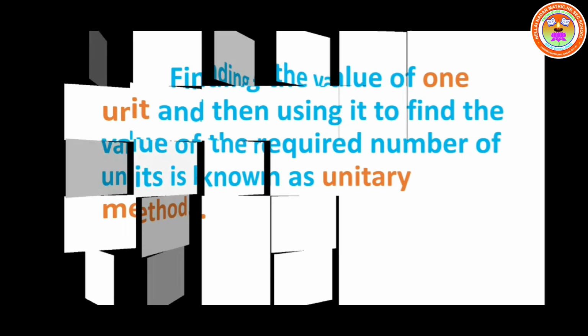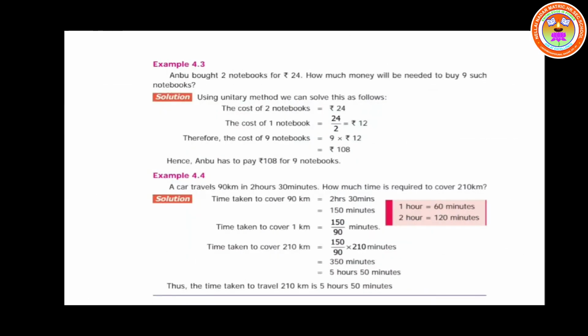Now let us move on to some examples based on the unitary method. Two examples are there. Example 4.3. Anbu bought 2 notebooks for rupees 24. How much money will be needed to buy 9 such notebooks? Already I gave you one example, the pen. Like that. Here, 2 notebooks cost rupees 24. So he wants to buy now 9 such notebooks. Understood, children? So using unitary method.